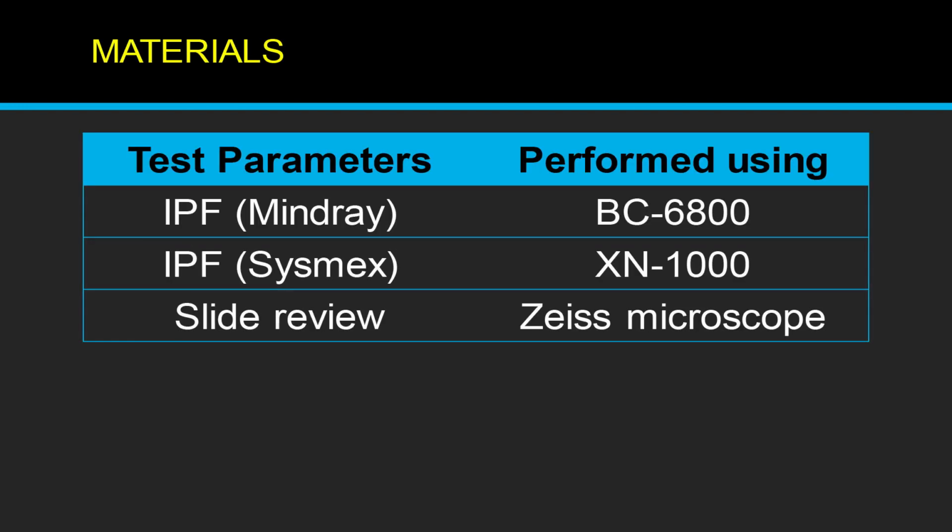So again, we used IPF on Mindray BC 6800 and XN-1000, and smear review we did on Zeiss microscopy. This had to be a multicentric study because we don't have the Sysmex analyzer in our lab. So we did this study in collaboration with Medanta Hospital and another lab situated in Chittaranjan Park in Delhi. For those of you who know Chittaranjan Park in Delhi, this is like mini Calcutta within Delhi. It is basically full of Bengali patients. So I wanted those typical Harris platelet syndrome patients mixed into my study.